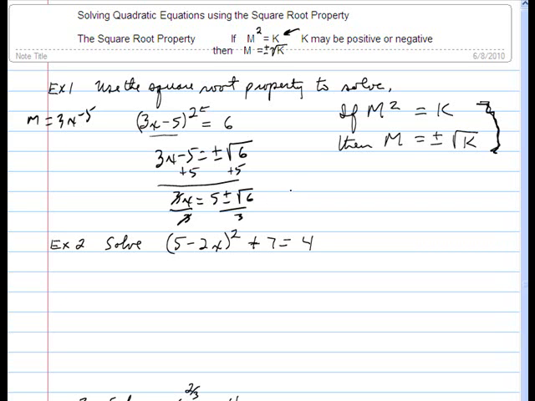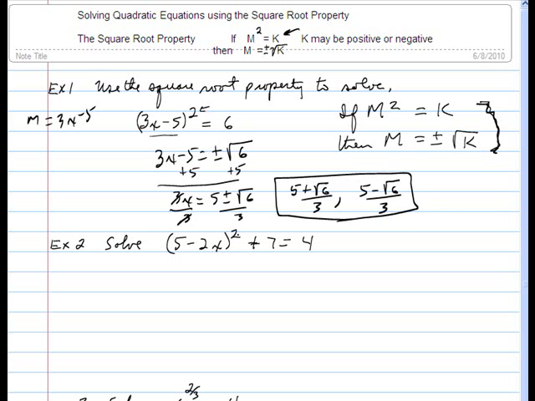This is what that means. It means you get one answer, 5 plus the square root of 6 over 3, and the other answer, 5 minus the square root of 6 over 3. So that would be the best way to show your answer.